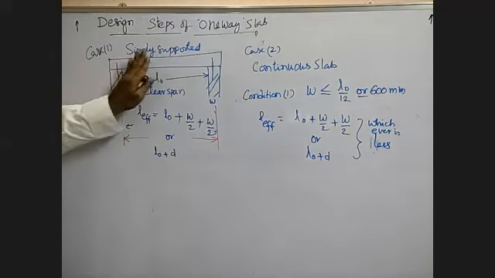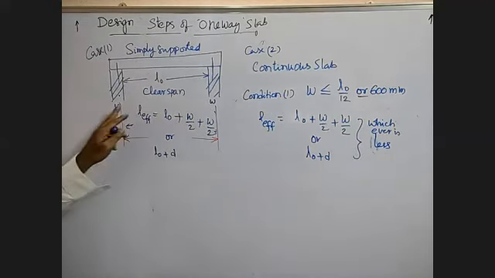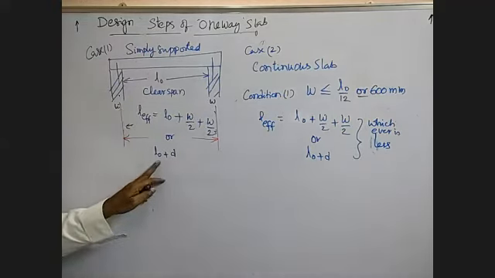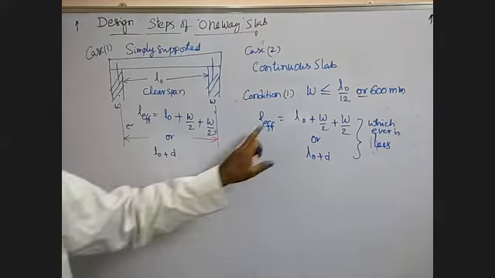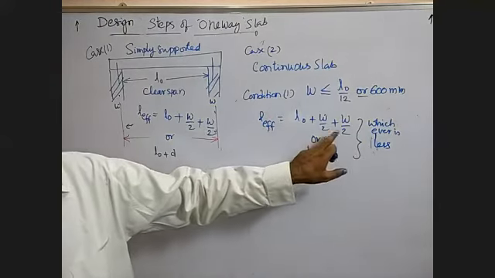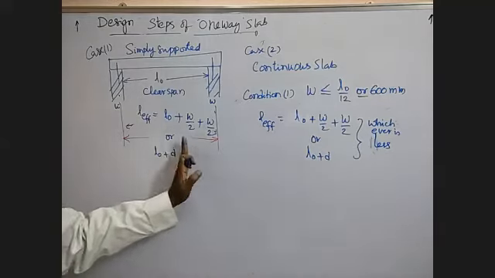So this is the simply supported one. The formula is clear span plus center to center of supports, or L naught plus effective depth of the slab. Here the same thing, L naught plus W by 2 plus W by 2, or L naught plus d. There is no difference here and here.